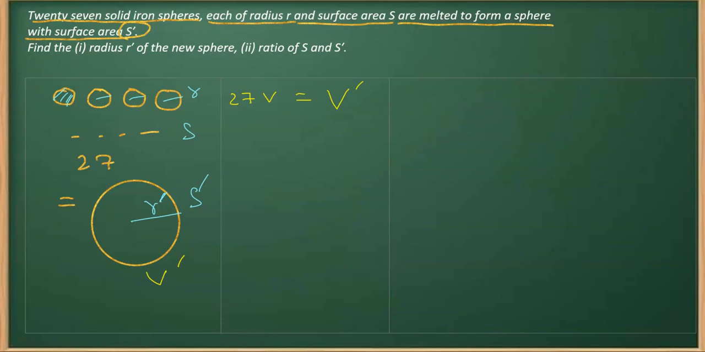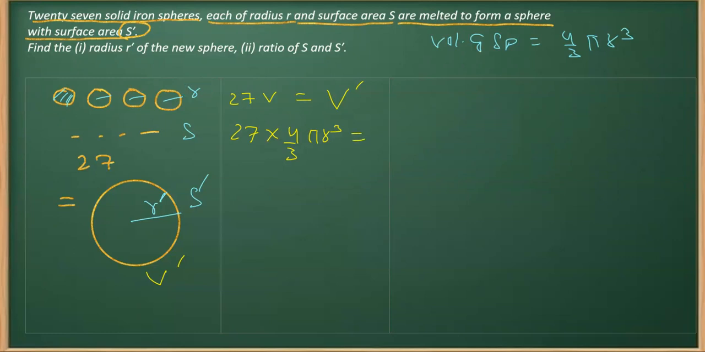Once again, on melting 27 small spheres to make a big sphere, the volume of that large sphere will be 27 times the volume of this small sphere. Now we can replace this volume with its formula. The volume of a sphere is 4 by 3 pi r cube. As we can see, for this small sphere the radius is r, so we'll be taking r only.